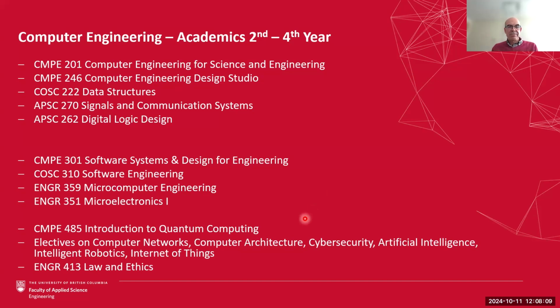But we have some mandatory courses, and the first one is on quantum computing. And there's a course on law and ethics, which is in alignment with training to become a professional engineer. And then the electives are related to computer networks, computer architecture, cybersecurity, artificial intelligence, intelligent robots, and Internet of Things. Those are just some examples of courses that you would have an opportunity to specialize in your fourth year.